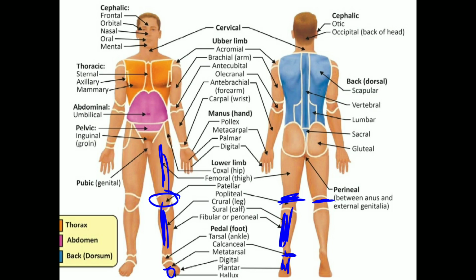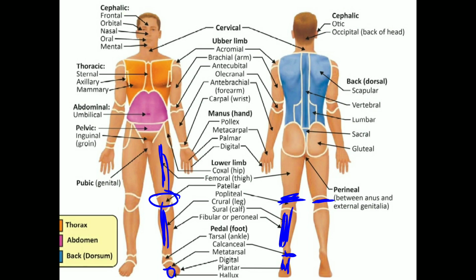Here, acromial refers to the shoulder. Then scapula refers to the region of the scapula, the back of the shoulder. Then dorsal refers to the back. Then lumbar refers to the lumbar region. And sacral refers to the region down to the lumbar sacrum. Then gluteal refers to the region of the buttocks.